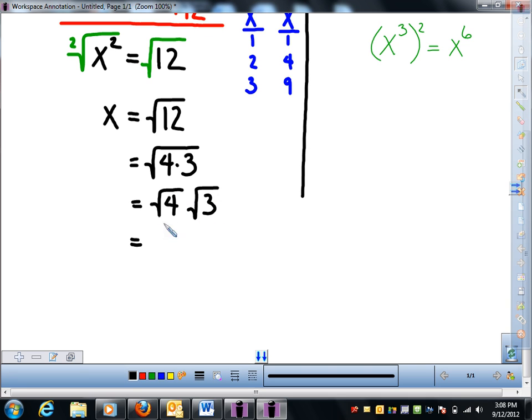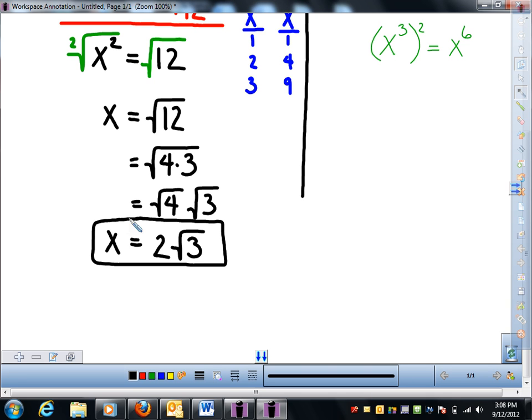And what is the square root of 4? 2. What's the square root of 3? Well, I don't know of one. There's no number that would go into the square root of 3. Therefore, it doesn't have one, so I just leave it inside. And so my answer turns out to be x equals 2 times the square root of 3.